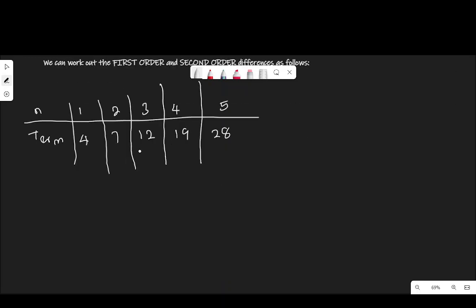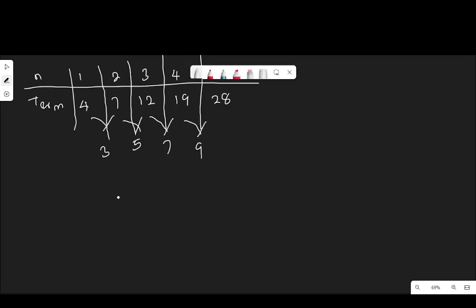So we're getting their differences. 7 minus 4 is 3. 12 minus 7 is 5. 19 minus 12 is 7. 28 minus 19 is 9. That is the first order difference. Let's go on to the second order difference. 5 minus 3 is 2. 7 minus 5 is 2. 9 minus 7 is 2.